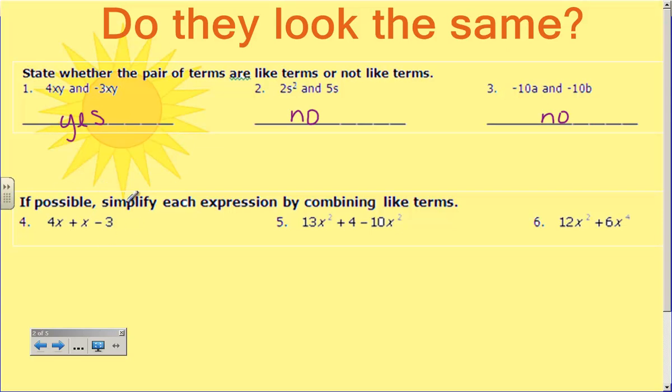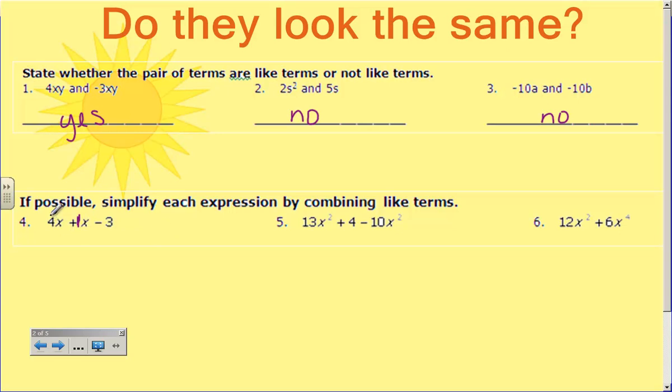So if you look at number 4, I have 4x plus x, and this x doesn't have a coefficient in front, but there's only one of them here. So what happens is that it is understood there is a 1 in front. We just don't write it because it's redundant. Clearly that is 1x. Okay, and then I have minus 3.